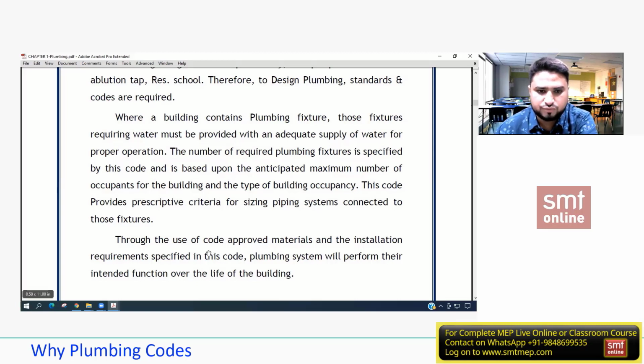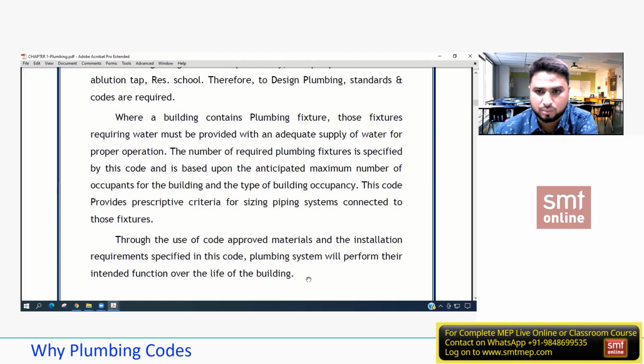Through the use of this code, approved materials and the installation requirements specified in this code. Not only the approved materials, it will guide you how to install things, so that the plumbing system will be performing its intended function over the life of the building. So if you have all these things in mind, and you go as per the codes, like you are dealing with the design with respect to the code, what is being given or what you're following.